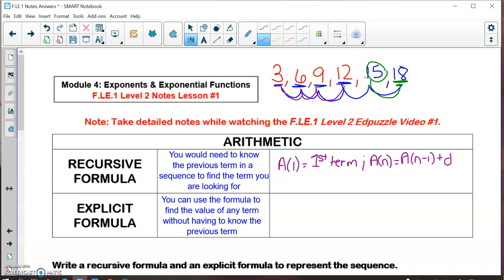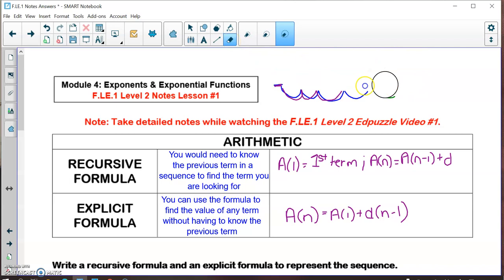How we report the explicit formula is we write the formula in function notation. A of n is equal to your first term, which is a of 1, plus your common difference times n minus 1. All right, so we're going to get some practice with this.